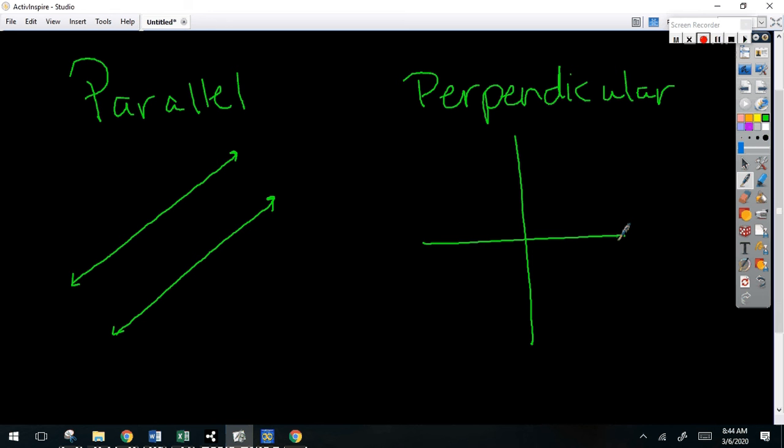Perpendicular lines, however, will touch one time, and when they touch or cross, or the correct word we like to use is intersect, when they intersect at 90 degrees, a right angle. Okay, so they're very special lines, right? These two lines are also special in what we've been dealing with, which is slopes.